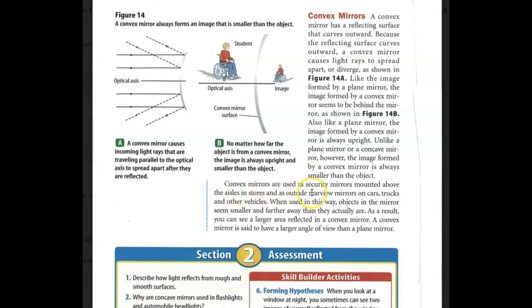Convex mirrors are used as security mirrors mounted above the aisles in stores, and as outside rear-view mirrors on cars, trucks, and other vehicles. When used in this way, objects in the mirror seem smaller and farther away than they actually are. When you're actually driving in your car, when you look at this passenger side mirror, you'll actually see these words: Objects may appear closer than they are. As a result, you can see a larger area reflected in a convex mirror. A convex mirror is said to have a larger angle of view than a plane mirror.